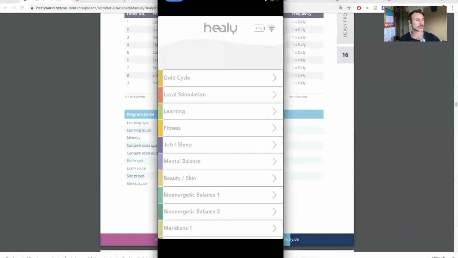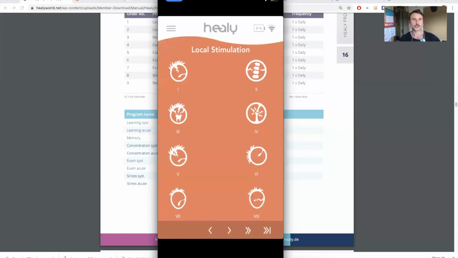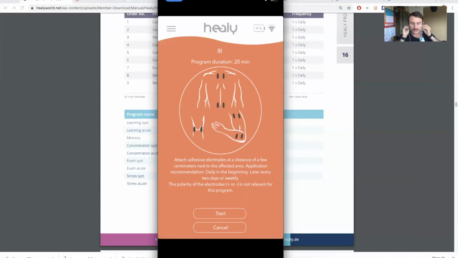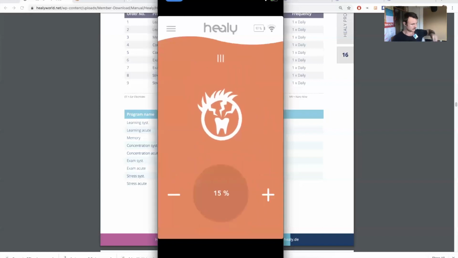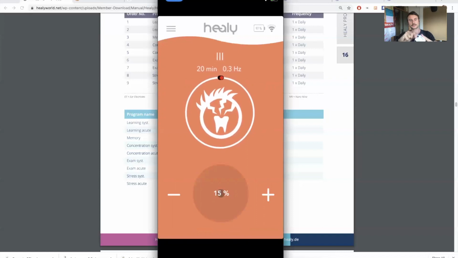I want to also show you the local stimulation of, say, my jaw, okay? The TMJ issues that I've had and that I'm working on, and how the Healy supports that. All I do is click that one. It shows me how to do the sticky pads. So I'm going to stick this on again. See how it's 0.3 hertz? This is what they've scientifically studied, that 0.3 hertz is designed to help with pain in the body, specifically tooth pain. Now, if they don't get sticky enough, you just wet them a little bit.